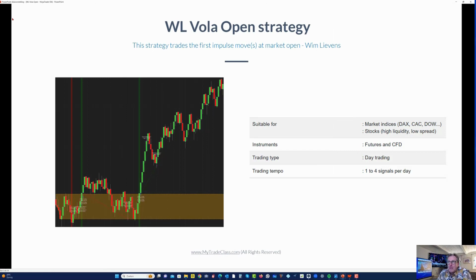Now, normally what the strategy does is it just trades the first move. So very often, if you play this strategy a certain way, you could be done in 3 minutes, you could be done in 25 minutes, but it's very rare with this strategy that you will still be in a trade after, I would say, 90 minutes or something. Yeah, you could set it again, but that's another discussion, but that's basically what it is.